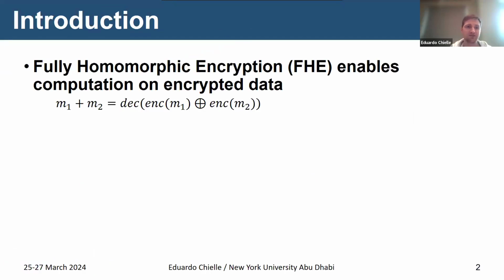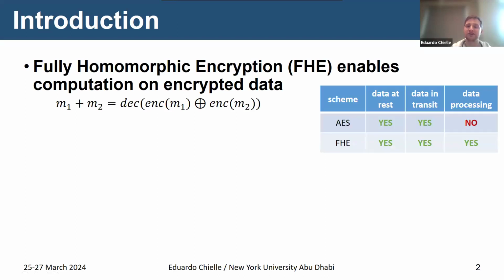It's a special type of encryption that lets you operate directly in the encrypted domain. Here we have an example. We are adding two plaintexts, M1 and M2. And if there's an operation that can be done on the encryption of these plaintexts such that when we decrypt, we get the same result as adding the plaintexts, then we have a homomorphic operation.